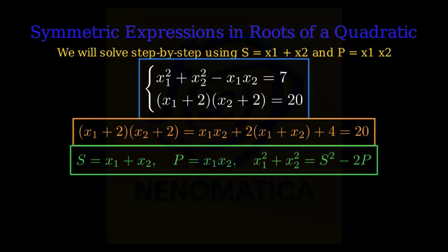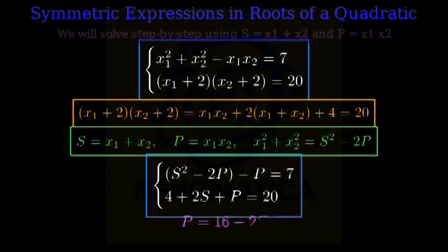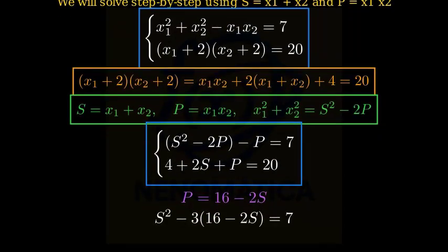Step 3. Substitute these into our system. The first line becomes s squared minus 2p minus p equals 7. The second line becomes 4 plus 2s plus p equals 20. Step 4. Solve the linear equation for p and substitute. From the second line, p equals 16 minus 2s. Substitute into the first line to get s squared minus 3 times the quantity 16 minus 2s equals 7.